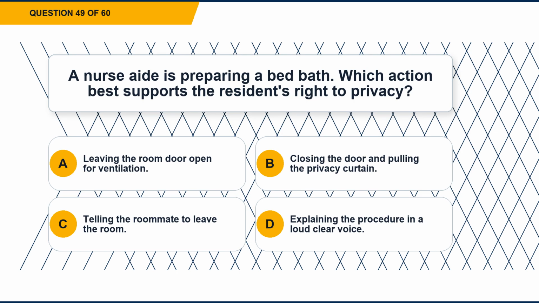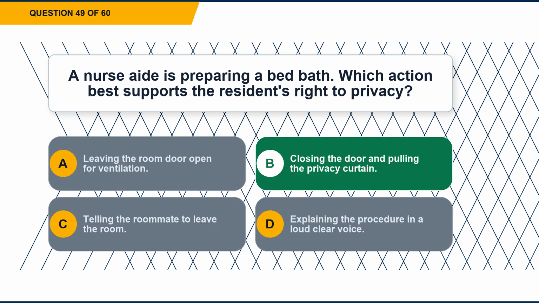Question 49. A nurse aide is preparing a bed bath. Which action best supports the resident's right to privacy? Option A. Leaving the room door open for ventilation. Option B. Closing the door and pulling the privacy curtain. Option C. Telling the roommate to leave the room. Option D. Explaining the procedure in a loud, clear voice. The correct answer is option B. Closing the door and pulling the privacy curtain.